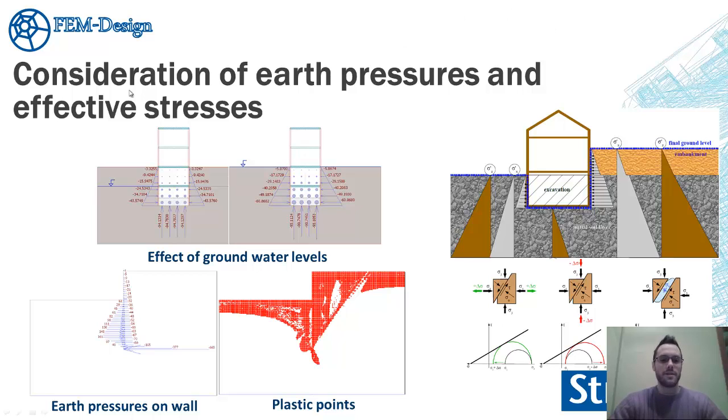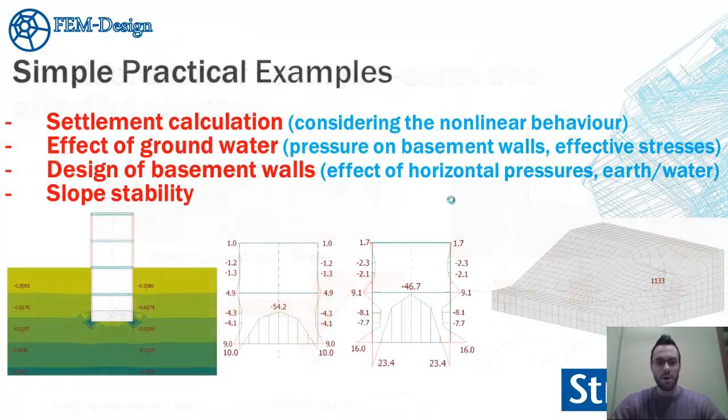So now you can see here the consideration of the earth pressure and the effective stresses. So if we have a building, we set different groundwater levels. We have different earth pressures and water pressures, so final pressures on the basement walls. So you can see here we can check the plastic points in the soil based on the integration points, and we can calculate automatically the earth pressure on retaining walls and so on and so on.